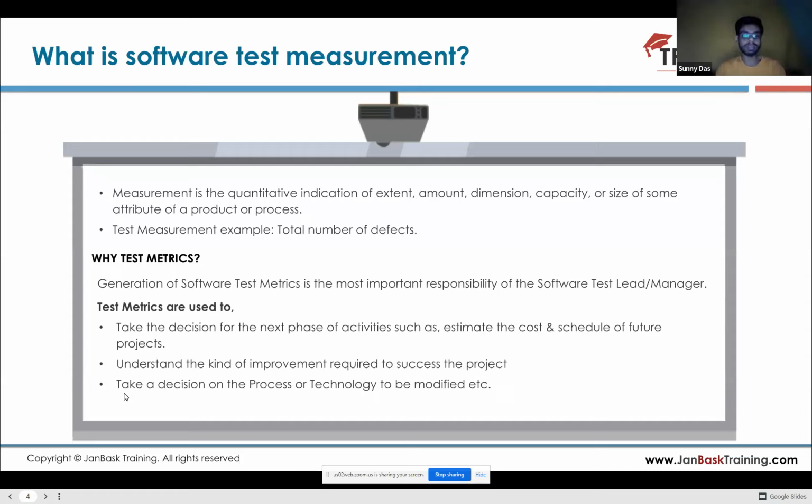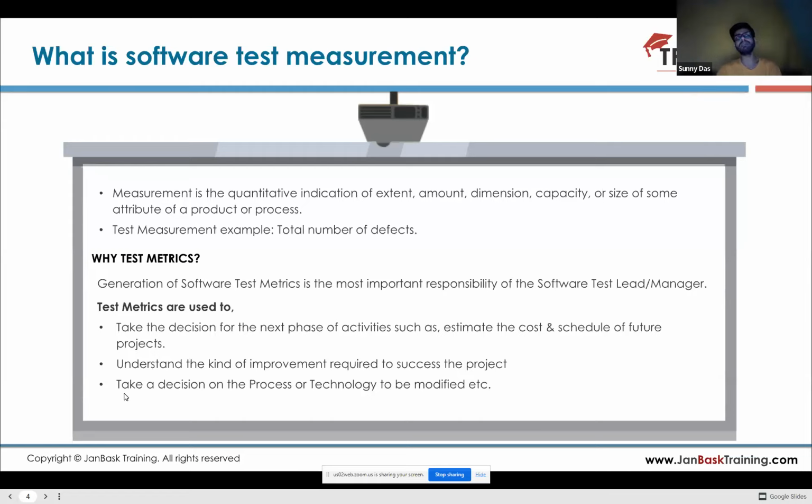Then why test metrics? Generation of software test metrics is the most important responsibility of the software test lead or manager. So most probably it will be the software test lead or software test manager who is going to develop or generate these test metrics. But as a software tester, you need to provide the data to the test lead or to the test manager, so that they can generate these different metrics.